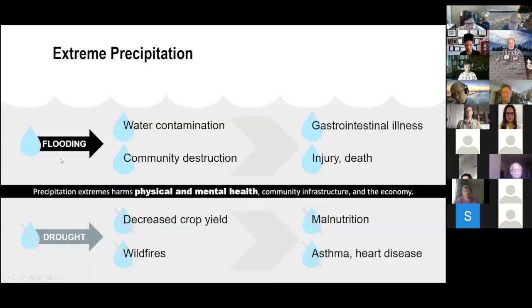Speeding right along, extreme precipitation increases our health threats in a number of ways.